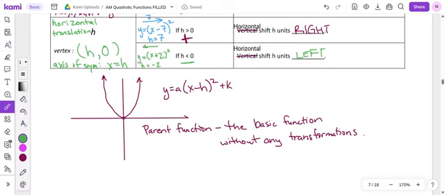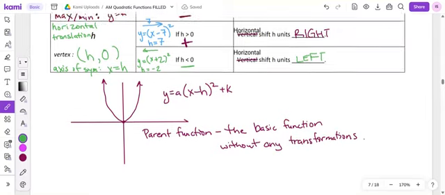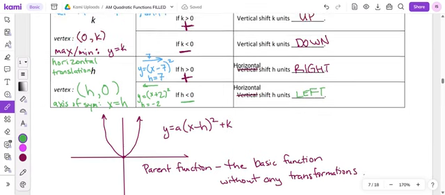This summary chart here is something that I would encourage you to review twice a day. Maybe at lunch, or when you do homework, and then once before you go to bed, because there's a lot of information here.